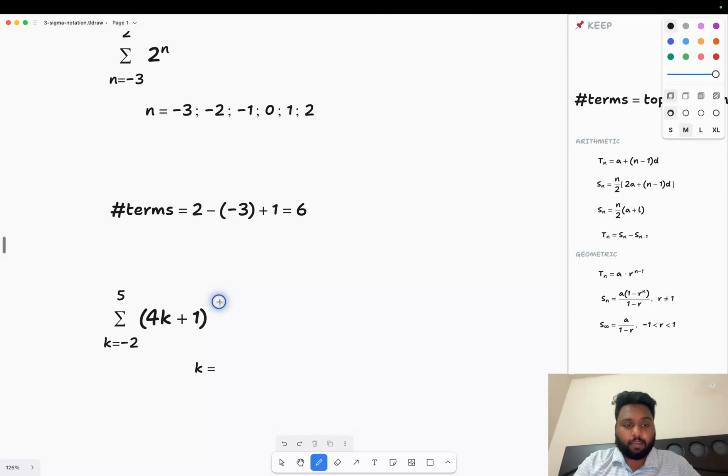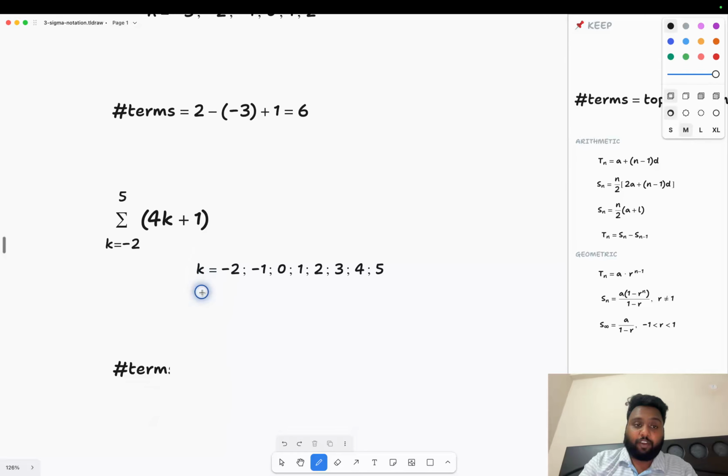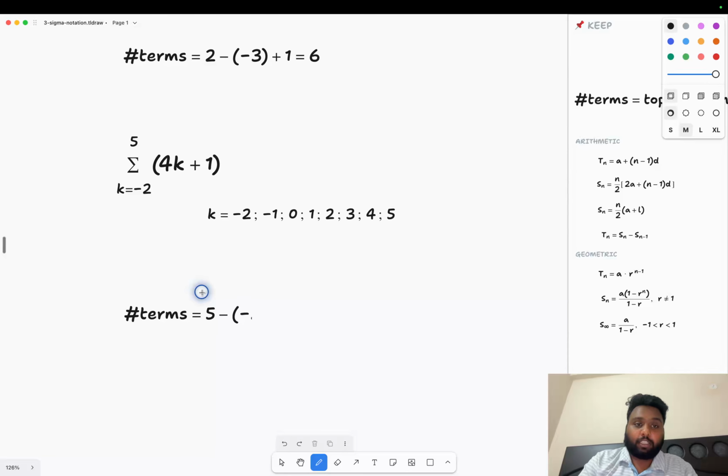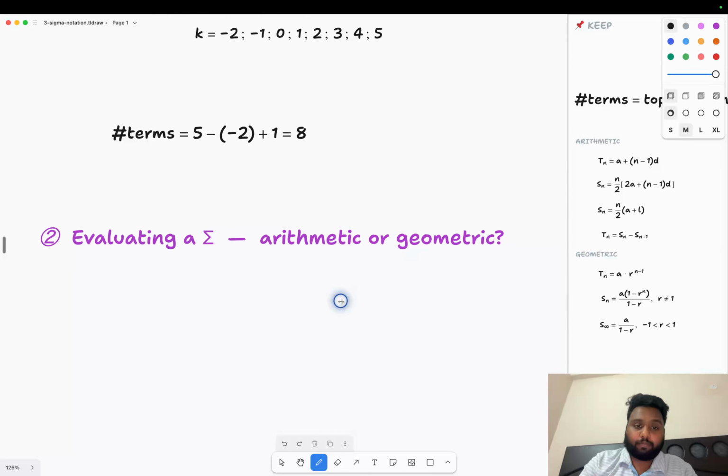We have another example where the series is given to us like this. The value of k or n goes from -2 to 5. So what are all the values of k that we will substitute? These are going to be -2, -1, 0, 1, 2, 3, 4 and 5. And if we find the number of terms, it is going to be 5 minus (-2) plus 1, which is equal to 8.